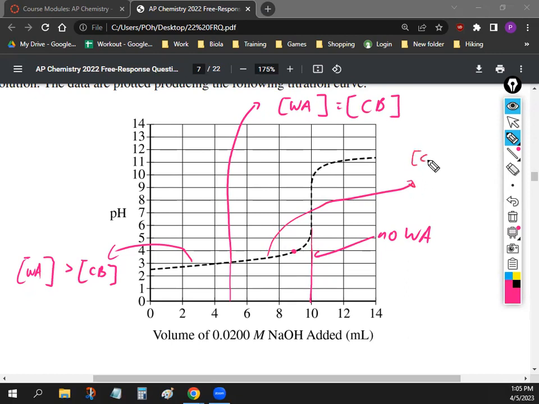Okay, and so basically this is when the weak acid concentration is less than the conjugate base. So that's your answer. Your answer is going to be that there's a higher concentration of conjugate base, and the reason why is that it's past pKa.